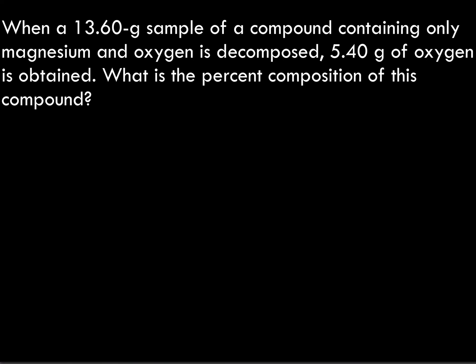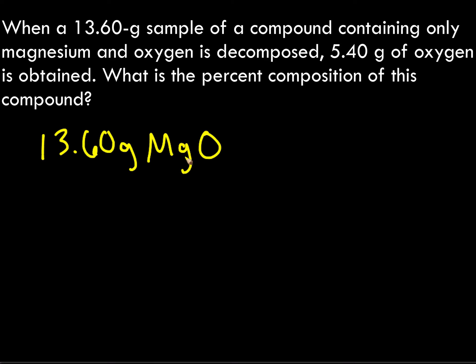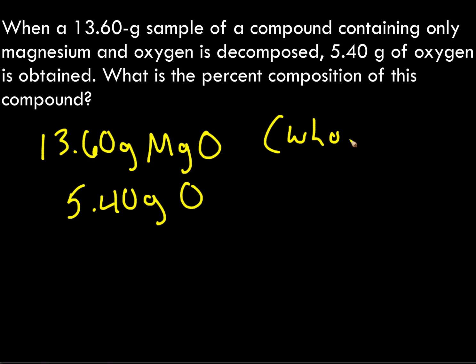So it says, first example, when a 13.6 gram sample of a compound containing magnesium and oxygen, which we know as MgO, only magnesium and oxygen, is decomposed, we have 5.40 grams of oxygen obtained. So it says, what is the percent composition of this compound? So we know our whole here, the whole mass of MgO. We know one part, O.